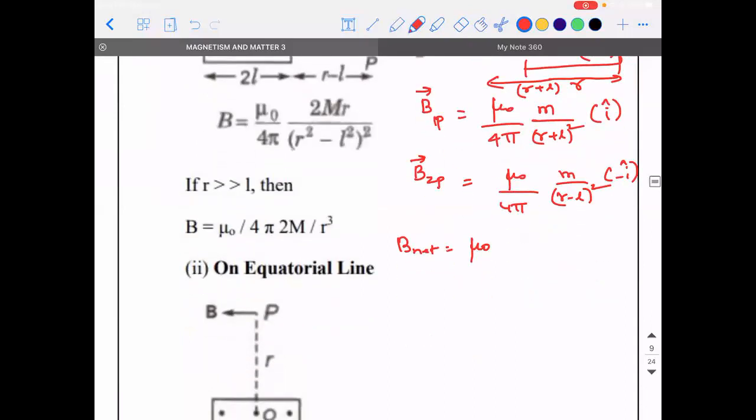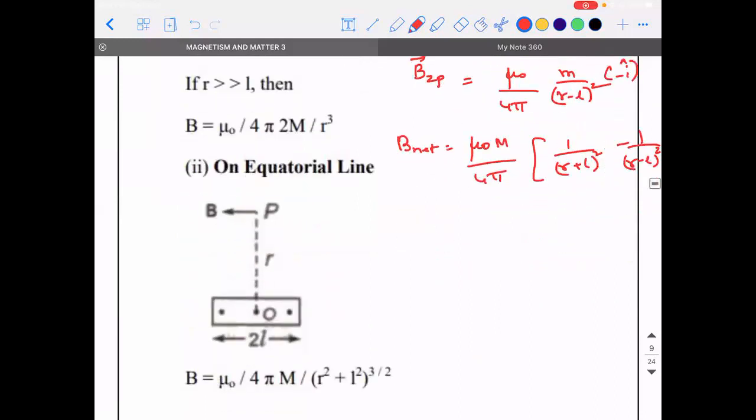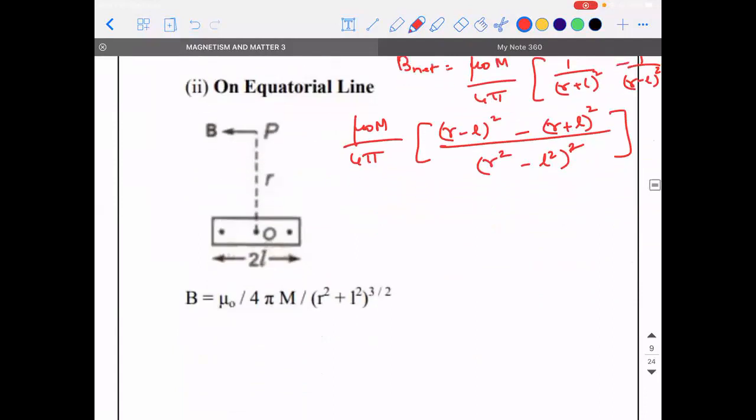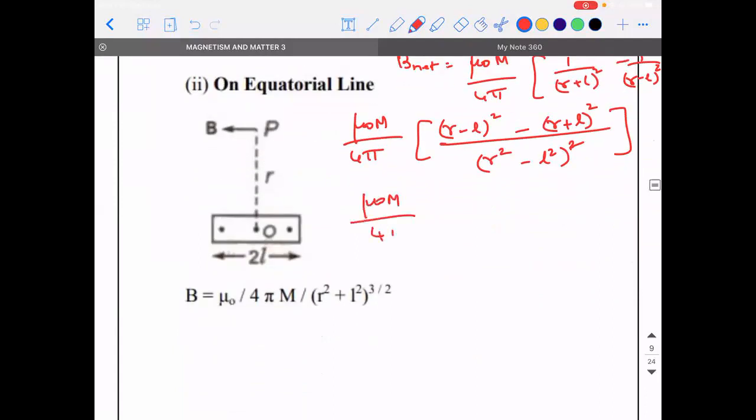Okay, so it will be mu naught M divided by 4 pi into 1 by R plus L the whole square minus 1 by R minus L the whole square. So how much will be the answer? Mu naught M divided by 4 pi into R minus L the whole square minus R plus L the whole square, the whole divided by R square minus L square the whole square. So this will give us mu naught M divided by 4 pi into A minus B the whole square minus A plus B the whole square, divided by A square minus B square.